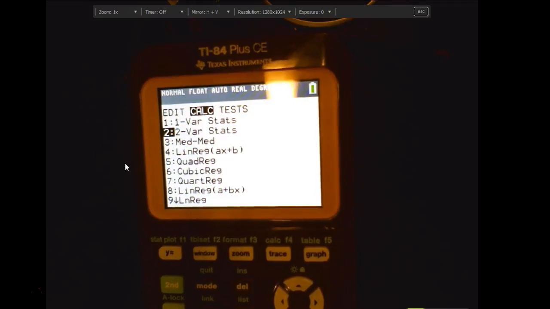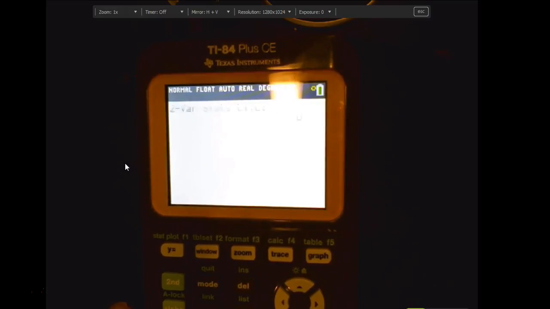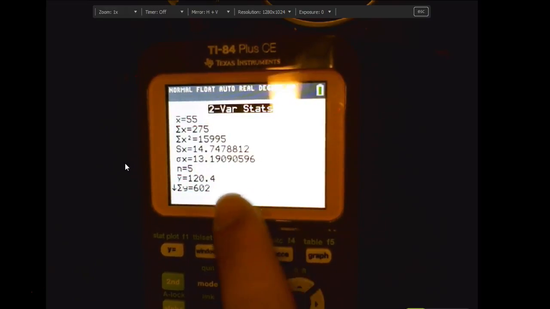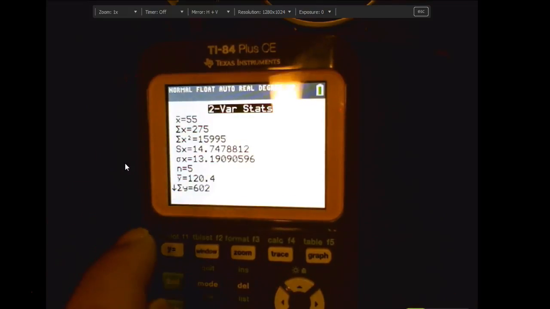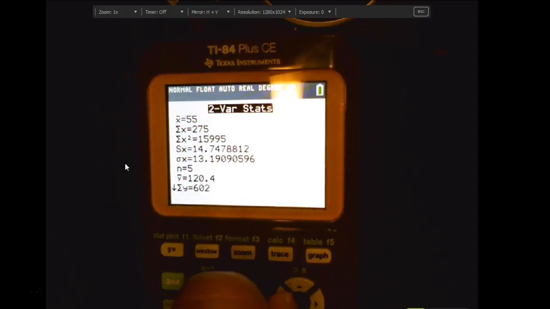So if I go into my two variable statistics, I have my list 1 are my x's, list 2 is my y's, my frequency list is empty, and if I go under calculate, I can now find the mean point. The mean point of the x's is 55. The mean point of my y's is 120.4. That's my mean point. And so that's the main thing that you would get from the two variable statistics. So you have the average of both points.